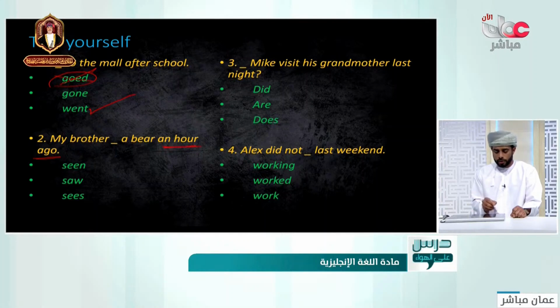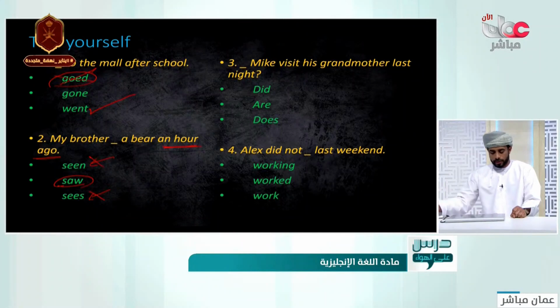Which one is referring to the past? Yes, this one. This one is referring to the past. Why is that? Because this one is the past participle, while this one is the present. So both of those are not working with us. Good. Three. Mike visited his grandmother last night.